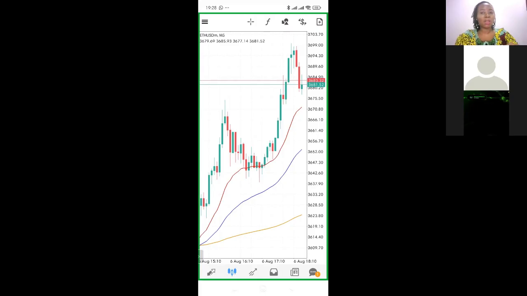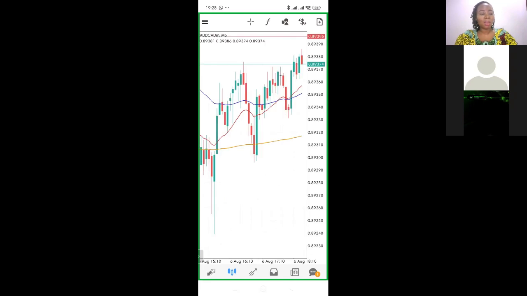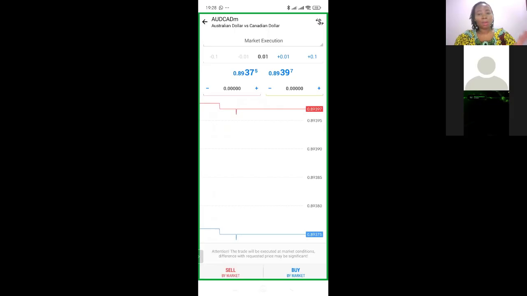When you come to the chart where you see the dollar symbol, you click on it, it will list all the assets that are available on the quote, and then you can select AED CAD. Once you select AED CAD, can you see the plus symbol at the top right hand corner? Yes. So you click on it. Once you click on it, it takes you directly to the interface where you can enter this trade.